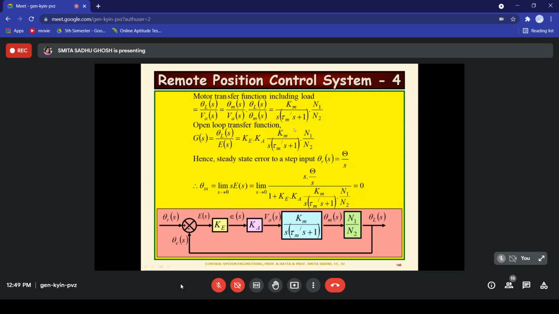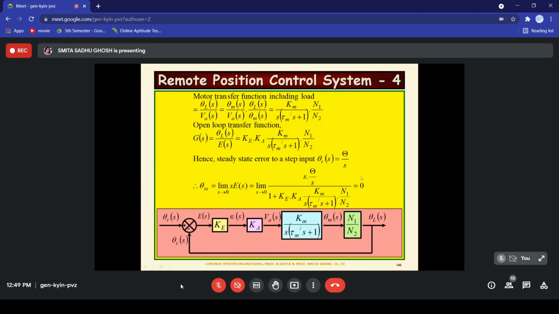So either way, if you calculate by using the error constant method directly, or you go from the basics by just applying your final value theorem, you are going to get the same value. That is, the steady state error is equal to 0.